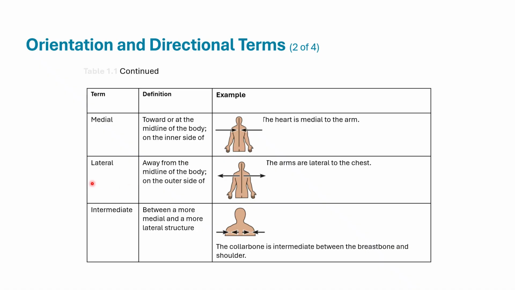Okay. Lateral, away from the midline of the body or the outer side. So lateral would be like away from the middle. Okay. Intermediate, between a more medial and a more lateral structure. So this one's kind of tricky, but for instance, your clavicle or your collarbone, okay, that is intermediate between the breastbone, which is your sternum, and the shoulder. So it's kind of intermediate in between those two.